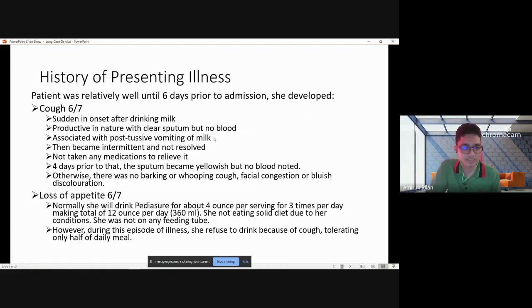And the mother did not take any medications to relieve the symptom. And prior to that, the sputum became yellowish in color. However, there was no any blood. Otherwise, for this cough presentation, there was no any barking or whooping cough, no any facial congestion or any bluish discoloration. And along with the cough, Farah developed loss of appetite, which normally she will drink Pediasure for about 4 ounces per serving for 3 times per day. However, due to this current condition, she refused to drink because of the cough, tolerating only half of the daily meal. Okay.